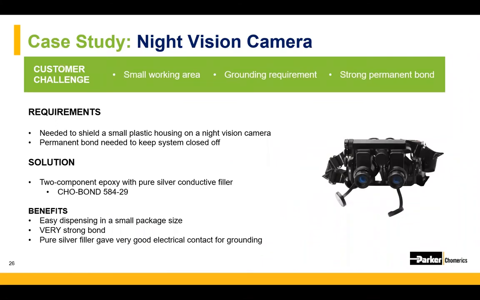So the first application and case study that we're going to go through is actually on a night vision camera assembly. In this case, the customer needed an EMI shielded and permanently sealed housing that was mounted to the optical system. So what they did is they used an electrically conductive coating to shield the plastic housing, and then a conductive elastomer gasket for environmental sealing. But the last step was that they actually needed to ground the two housings together effectively. And this was done by dispensing a small drop of a 2-component silver-filled epoxy. So it was going to give them very high conductivity and therefore good grounding, as well as that very strong bond.